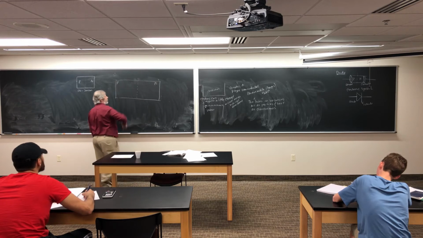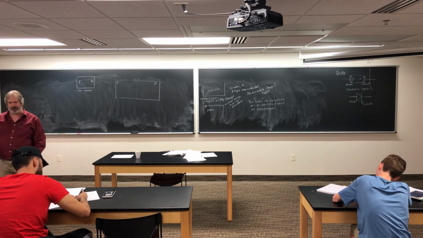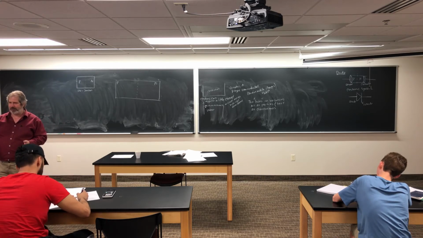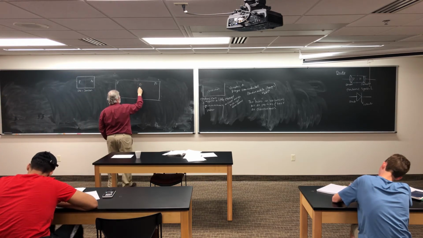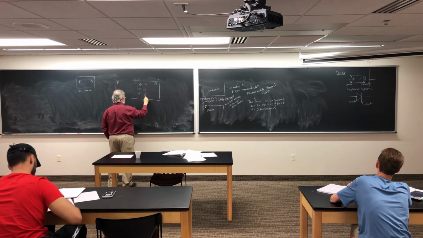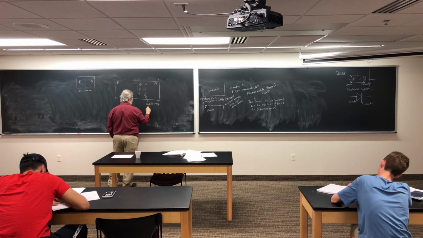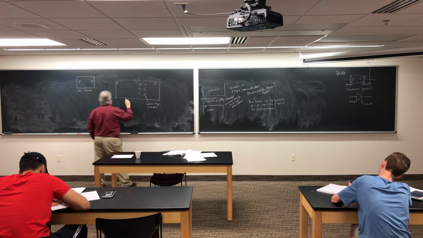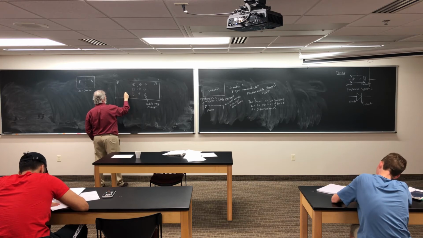Here's my P-type, okay? So the mobile charges in the N-type, the particles that are able to move, are electrons, right? So we have mobile negative charged particles. Over here you have holes. These are the things we're thinking about as moving around the material, okay?